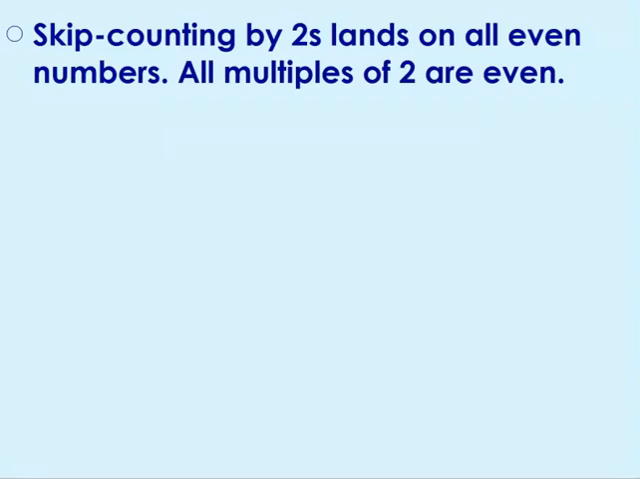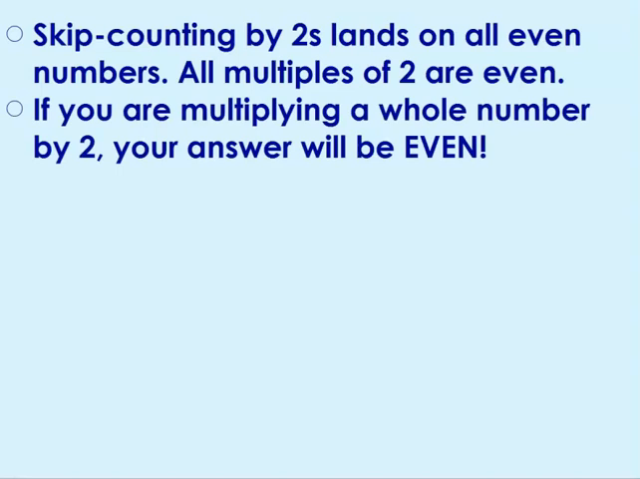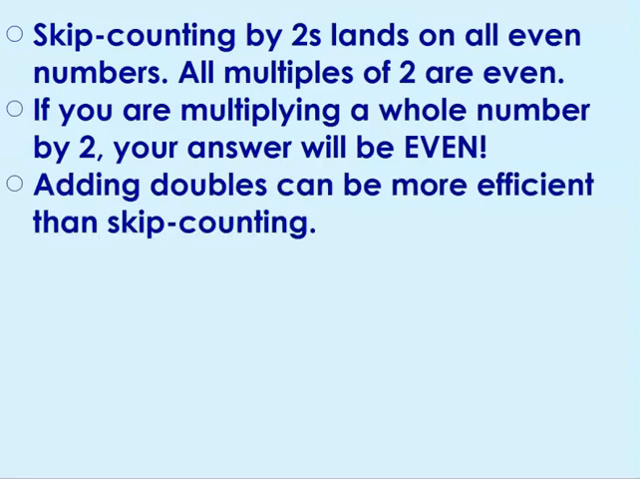Here are some things that I noticed. First, when I skip count by twos, I land on all even numbers. All multiples of 2 are even. All of those numbers highlighted are even. That also means if you are multiplying a whole number by 2, your answer will be even. Skip counting by twos gives you all of the answers to a twos multiplication problem. 2, 4, 6, all of those are multiples of 2. So that means if I'm multiplying a number by 2, my answer will be even.